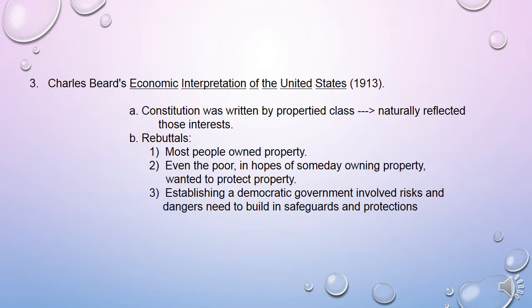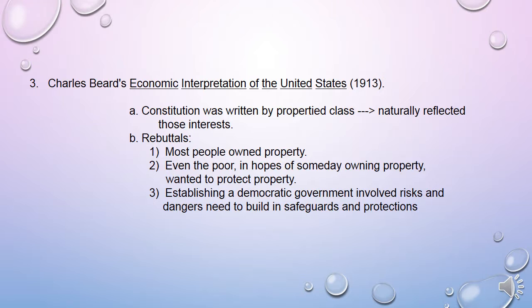Charles Beard's economic interpretation of the U.S. Constitution in 1913 stated it was written by the propertied class, so it naturally reflected those interests. Now, there have been arguments since then that most people owned property, so even if you were not very well educated, you might live out in the boonies and own property. There wasn't a large lower class that worked for others. There certainly was, and in the South we would refer to those as slaves, but most people owned some property of one sort or another.